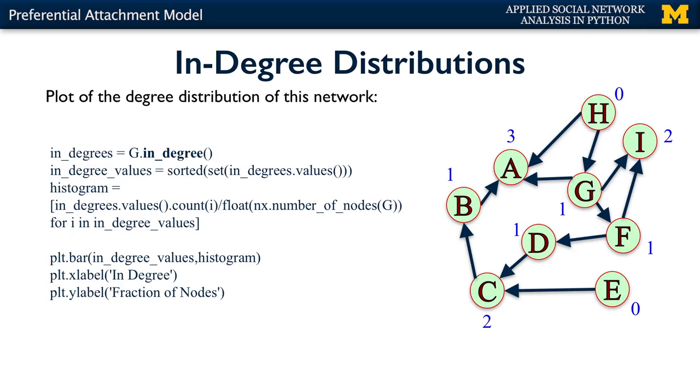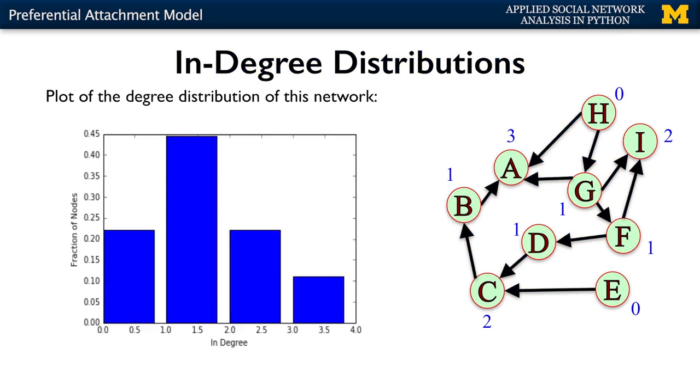And we can also visualize the in degree distribution in the same way that we did for the degree distribution in the undirected graph, but now we use the in degree function rather than the degree function, and everything else is the same. And we can visualize the in degree distribution of this network.